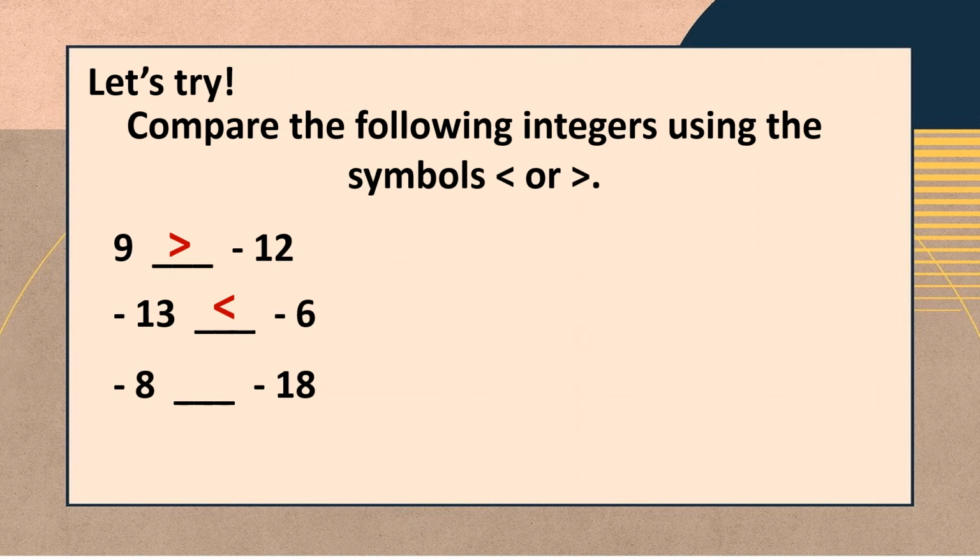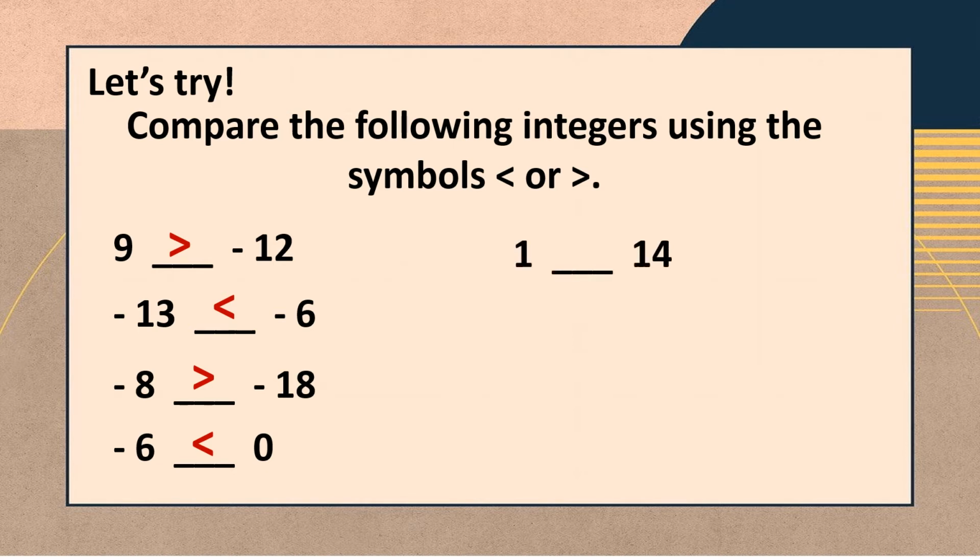Next number is negative 8 and negative 18. So the answer is greater than. Negative 8 is greater than negative 18. Next is negative 6 and 0. The answer is less than. Negative 6 is less than 0.